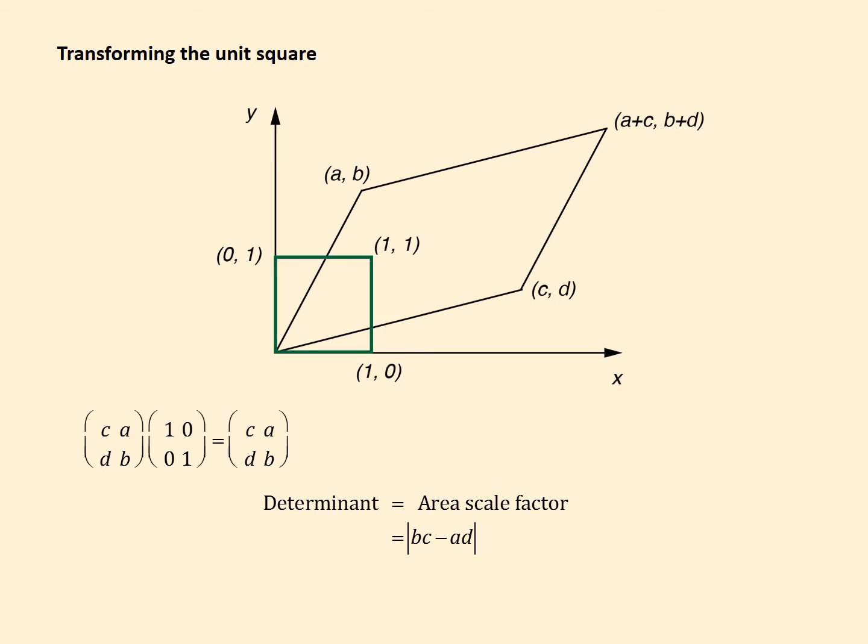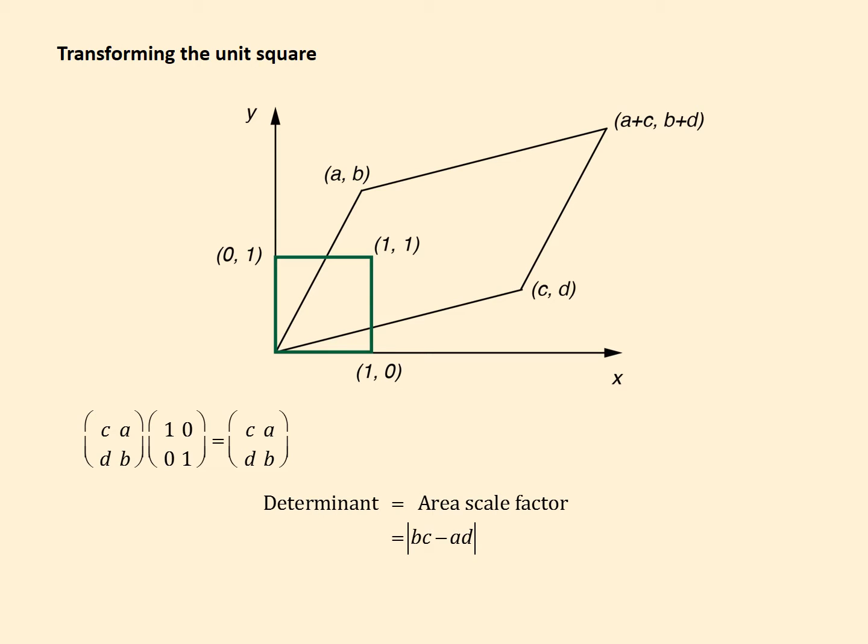The most direct one is the transforming of a unit square using a matrix transformation. So in green here we have a unit square with the two corners adjacent to the origin at 1, 0 and 0, 1. And the parallelogram shown has corners at CD and AB. Applying the transformation matrix CDAB to the corners of the unit square results in the same matrix, because 1, 0, 0, 1 is the identity matrix.